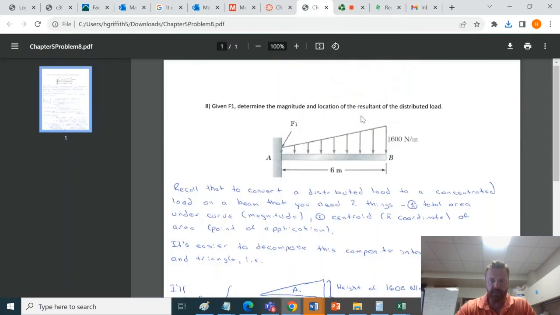So in this video, we're going to take a look at question 8 of the Chapter 5 homework. And we have a beam that's subjected to a distributed load. In this case, we're only asked to replace the distributed load by a single concentrated load. However, we could do the entire equilibrium analysis problem.